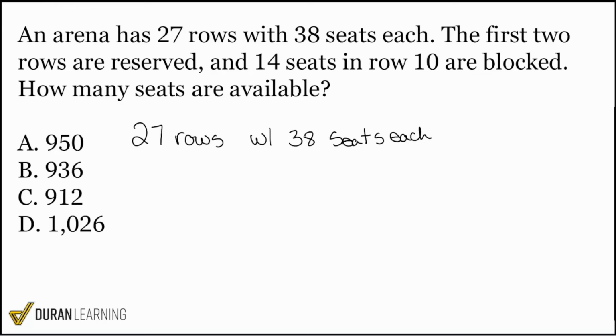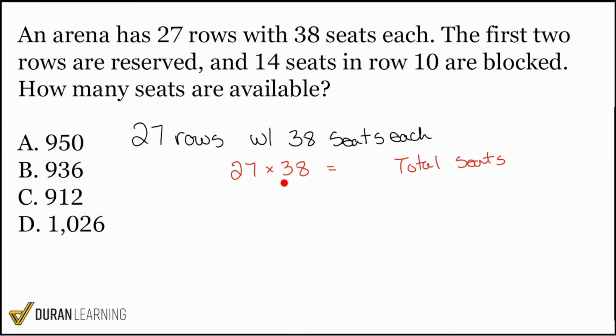So let me write that down here. 27 times 38, that's going to equal total seats. And I'm just going to write that down. I'm not going to multiply yet. I'm just going to write it down. Now, next up it says the first 2 rows are reserved and 14 seats in row 10 are blocked. How many seats are available? Okay, so look at that, everybody.